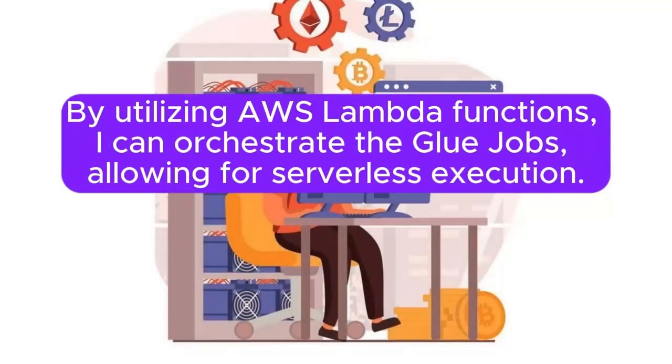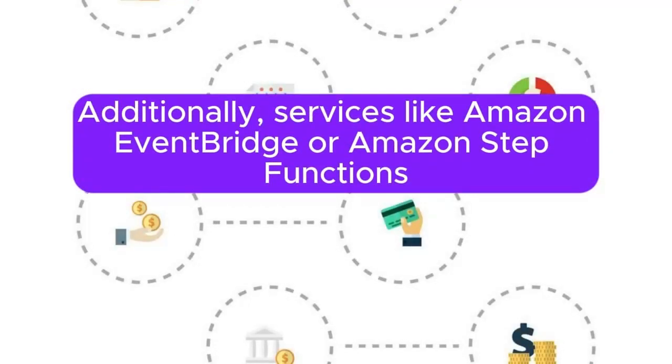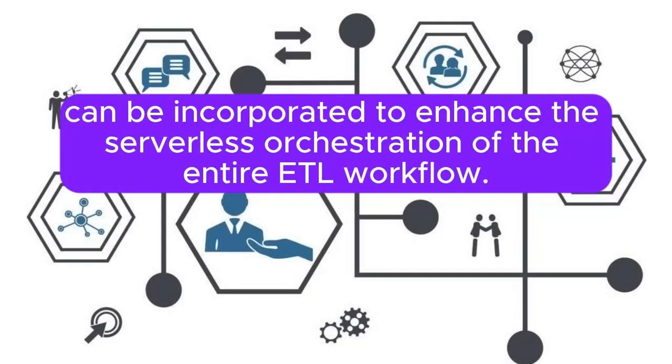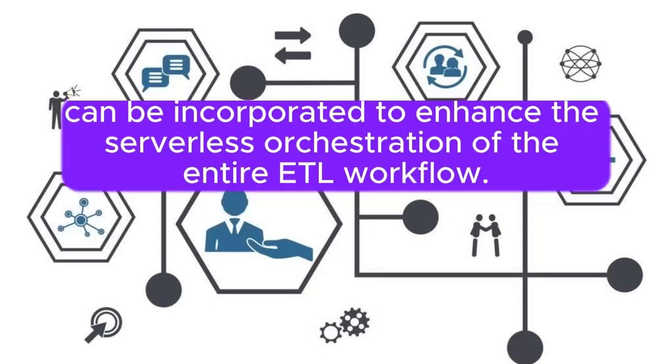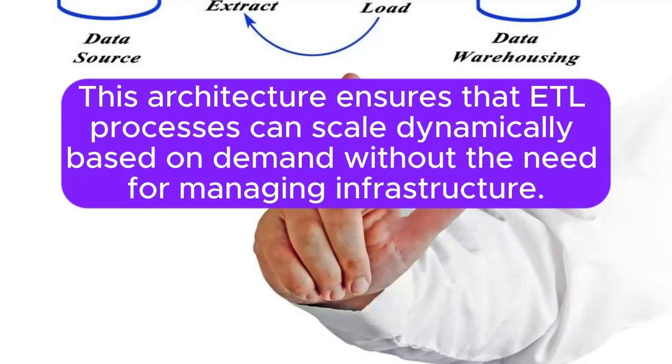By utilizing AWS Lambda functions, I can orchestrate the Glue jobs, allowing for serverless execution. Additionally, services like Amazon EventBridge or Amazon Step Functions can be incorporated to enhance the serverless orchestration of the entire ETL workflow. This architecture ensures that ETL processes can scale dynamically based on demand, without the need for managing infrastructure.